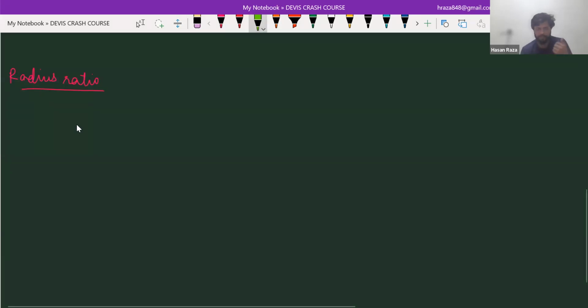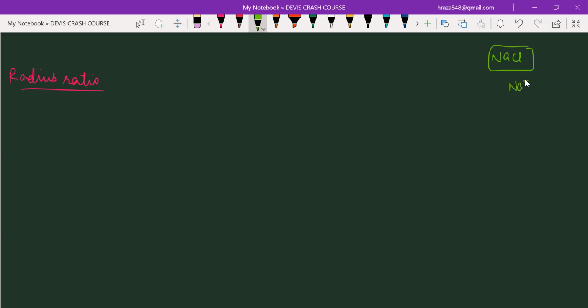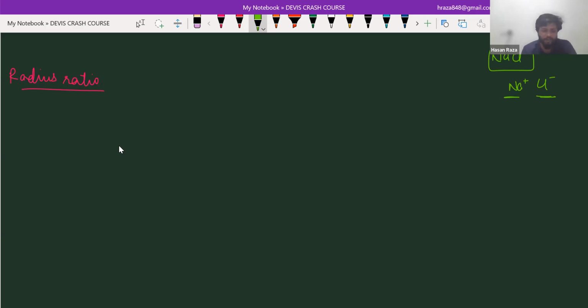As you know, NaCl exists in 3D form, and the unit cell in NaCl is cubic in nature. Basically, you can see Na+ and Cl-, that means there is a cation and an anion. So we are going to talk about the radius ratio, and radius ratio is basically the radius of cation upon radius of anion. So how are we going to define this? RR is basically the radius of cation upon radius of anion. This is the radius ratio.